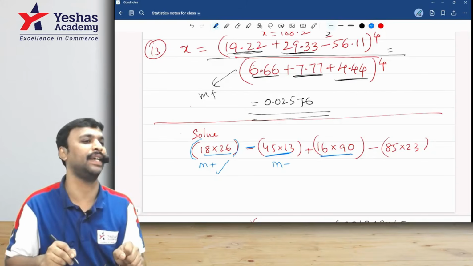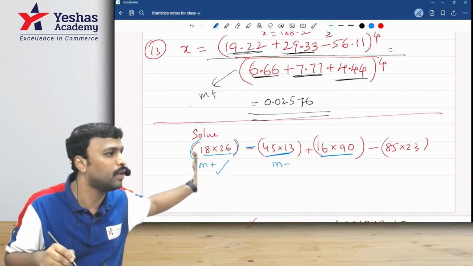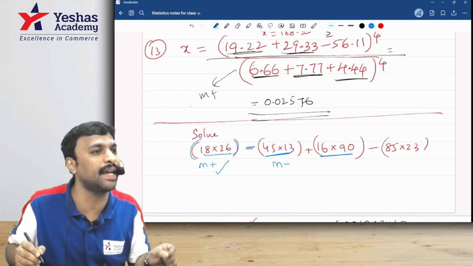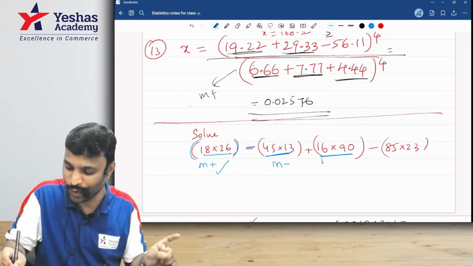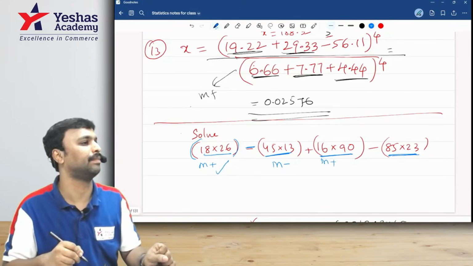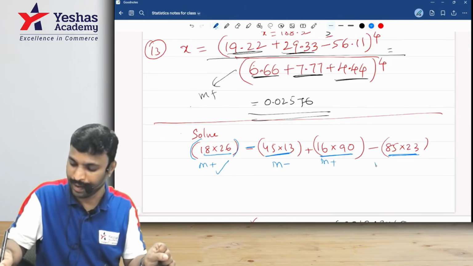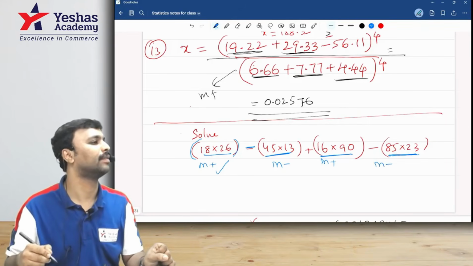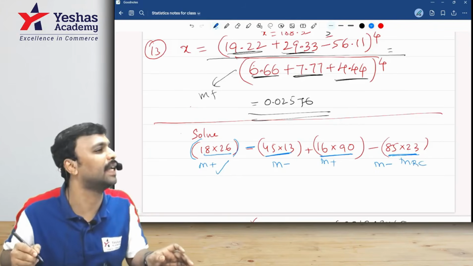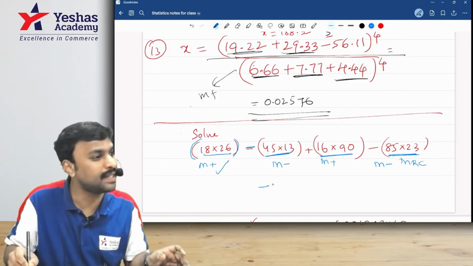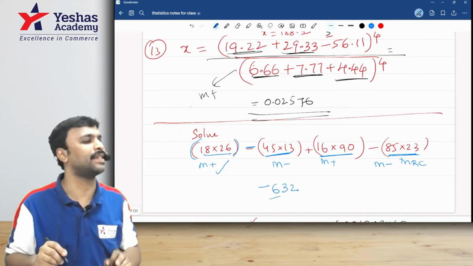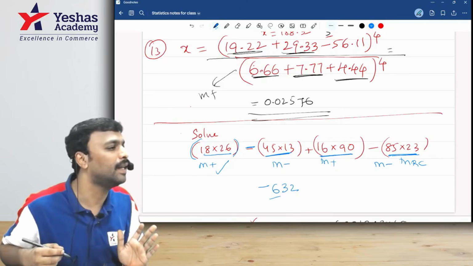16 into 90. Are you pressing plus? No. Please don't do that. 16 into 90. Look at the sign. Positive. So M plus. 85 into 23. Press what? M minus. Finally, how do you get the result? MRC. Clear? Minus 632.